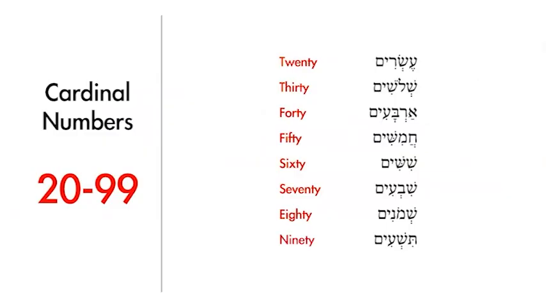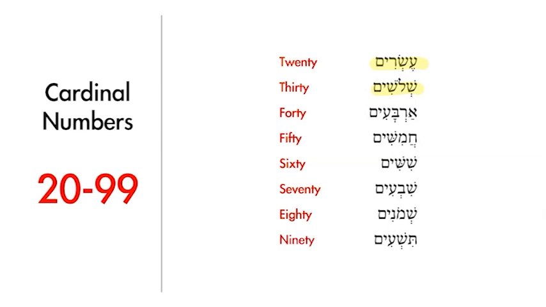What about cardinal numbers 20 through 99? These numbers are interesting. Each of them is the masculine plural of another number. If you look, for example, at the number 20, it's the masculine plural form of 10. Then if you look at 30, it's the masculine plural form of 3. So the word for 3 is shalosh. The word for 30 is shloshim, the masculine plural of shalosh.